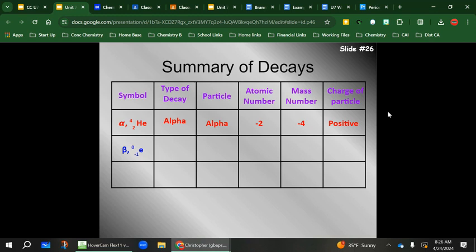The second decay is beta. You will either have the symbol for beta, or we will have an electron with a 0 and a -1 down below, ladies and gentlemen. The type of decay is beta. We call it a beta particle. The atomic number increases by 1. The mass number does not change, and the charge would be negative, ladies and gentlemen. The charge of the particle would be negative.